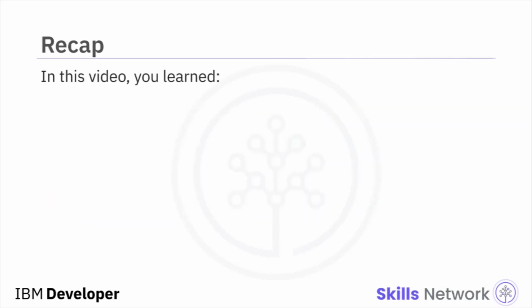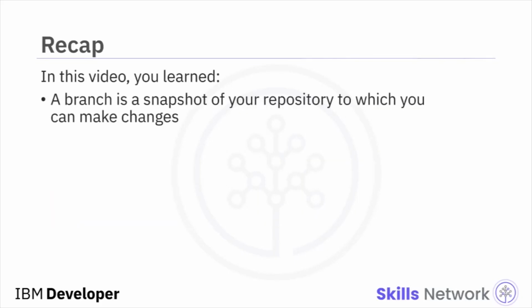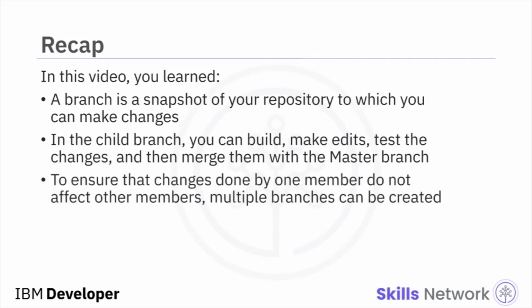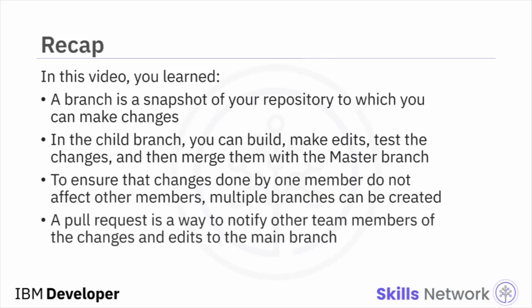In this video you learned, a branch is a snapshot of your repository to which you can make changes. In the child branch, you can build, make edits, and test the changes, and then you can merge them with the master branch. To ensure that changes done by one member do not impede or affect the workflow of other members, multiple branches can be created and merged with the master. And a pull request is a way to notify other team members of the changes and edits to the main branch.